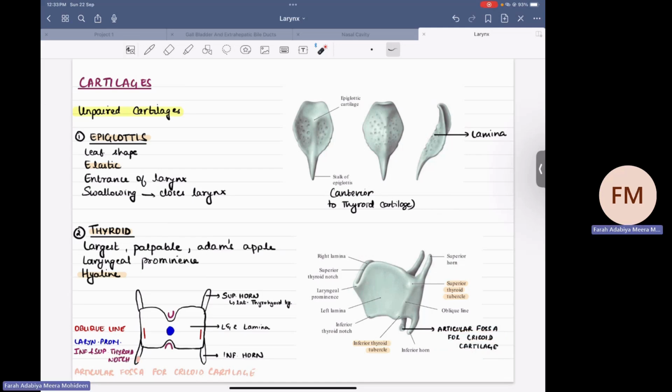You also have an oblique line, and a superior and inferior thyroid tubercle that is present at the ends of your oblique line. Then you have your inferior thyroid notch and superior thyroid notch as the major parts of your thyroid cartilage. You can see the frontal view as well over here: superior horn, inferior horn, your left and right lamina, the laryngeal prominence, superior and inferior thyroid notch, and your oblique line. Your articular fossa for the cricoid cartilage is present in the inferior horn of your thyroid cartilage.